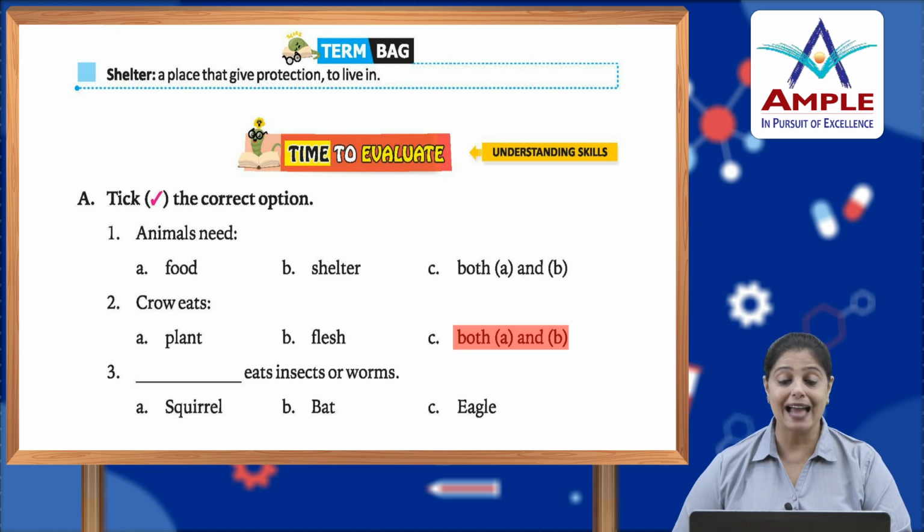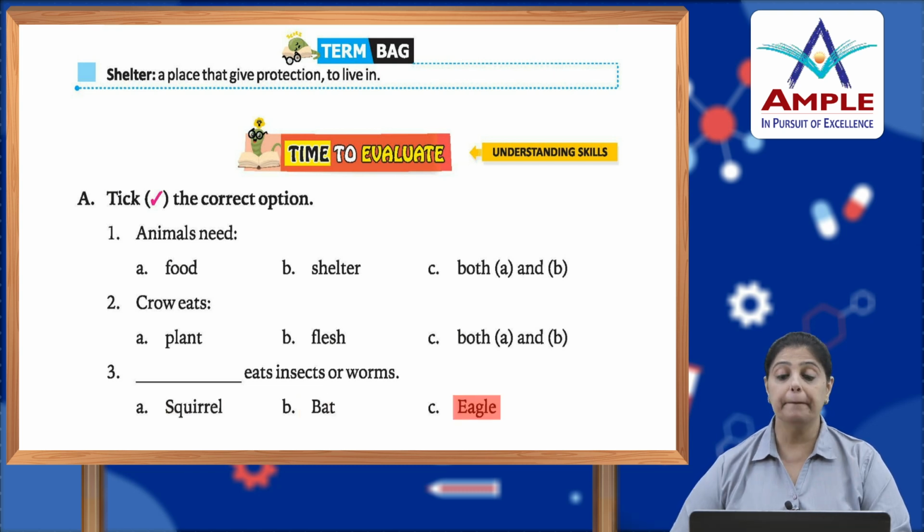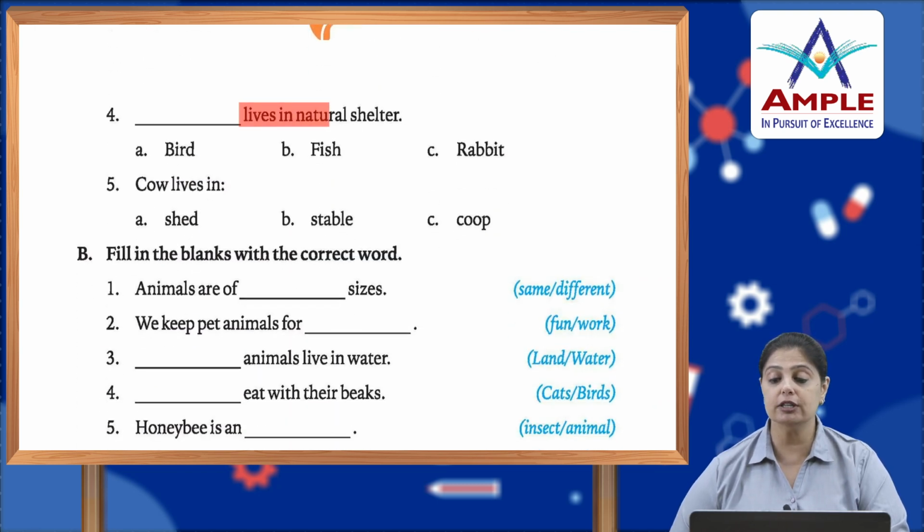The third one, dash eats insects or worms. Is it A. Squirrel, B. Bat or C. Eagle? It is B. Bat. Squirrel eats nuts and eagle eats other animals. Next, dash lives in natural shelter, bird, fish or rabbit? It is the fish. Natural shelter for them is the water. Cow lives in shed, stable or coop? It is the shed. Stable is for horse and coop is for hen.